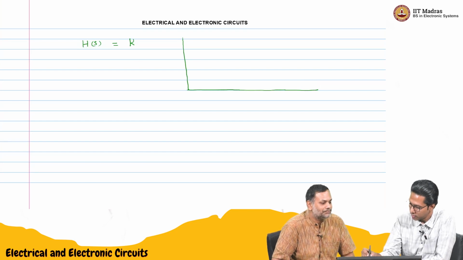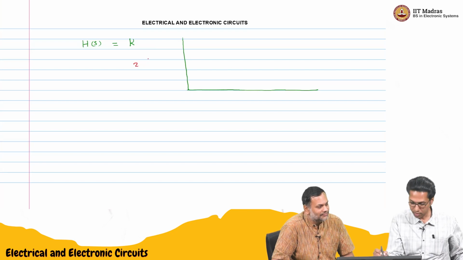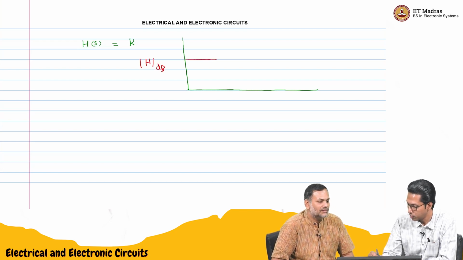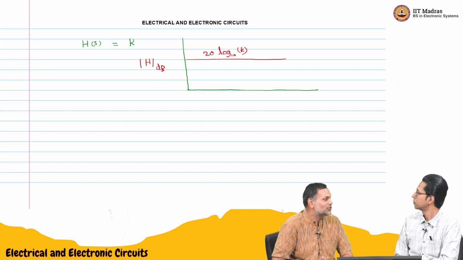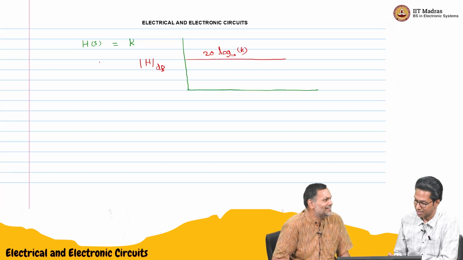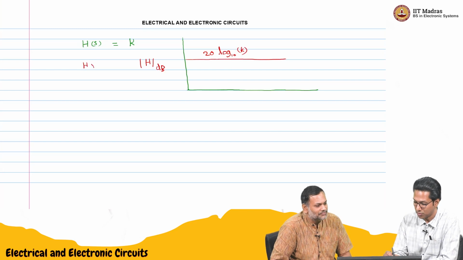So here we used to write the magnitude of H in dB. The corresponding value will be just 20 log k. Normally the first step for H of s is to convert to H of j omega, but here there is no s at all, so there is no step to be done. It is exactly the same. H of j omega is also k.